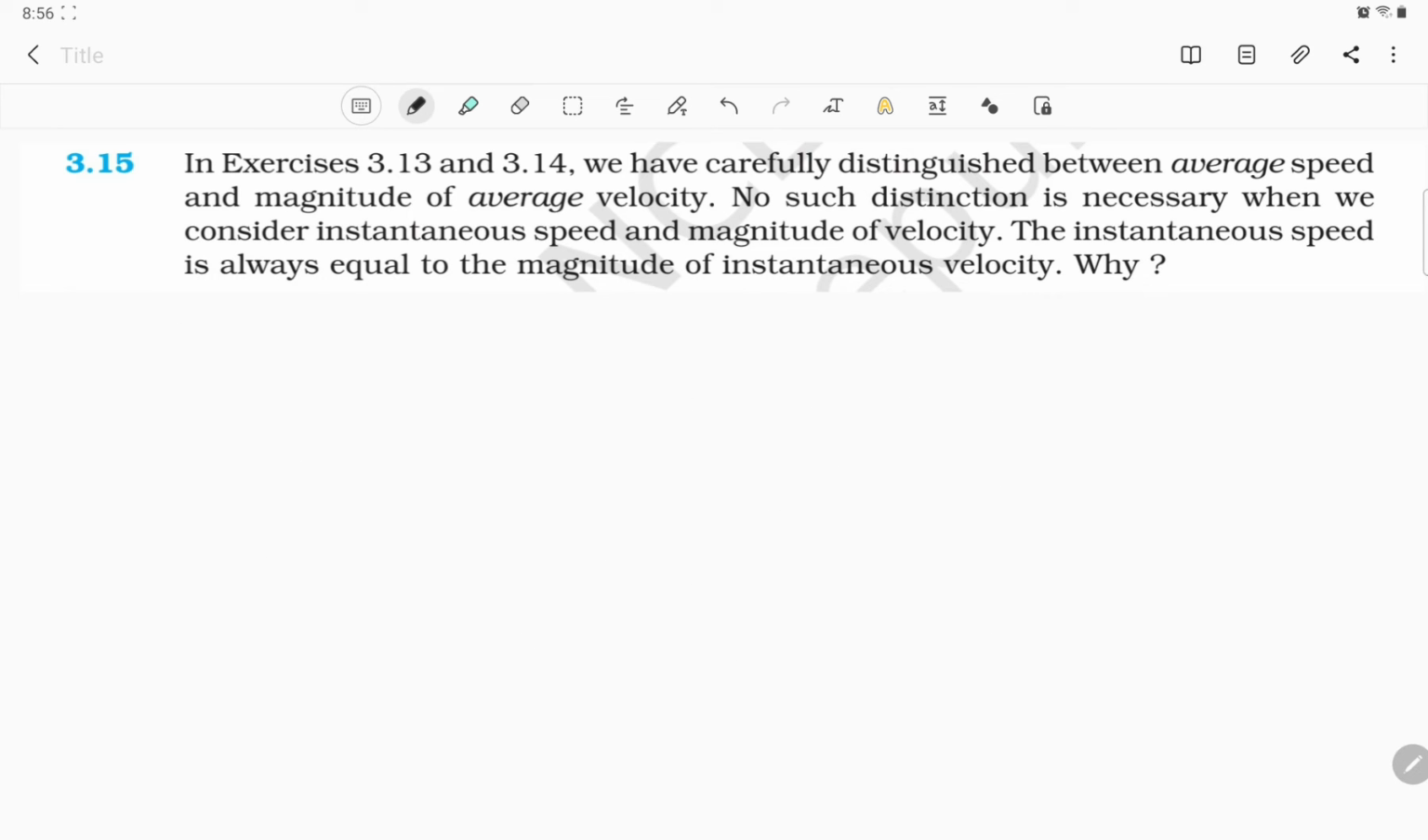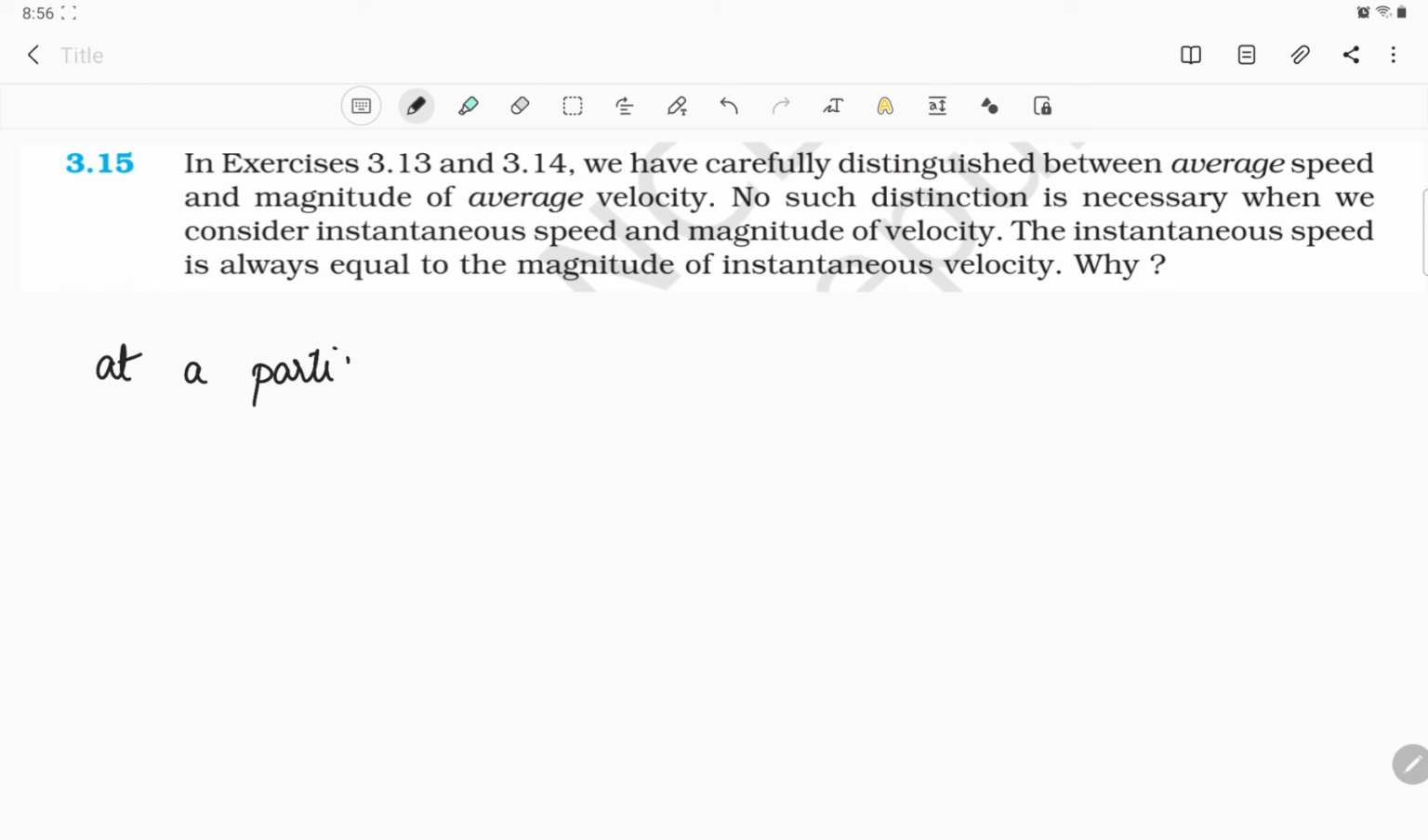Now look at 3.15. It is a continuation, or just an additional conceptual question, for the two questions that we solved earlier. So you have seen that the average speed and average velocity have some differences when we calculate, right? But what about the instantaneous speed and the instantaneous velocity? So instantaneous means at the moment, at a particular moment.